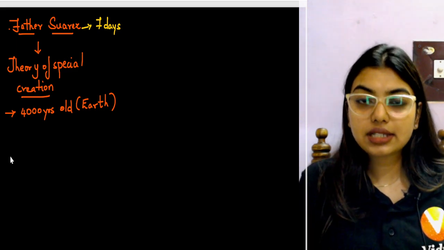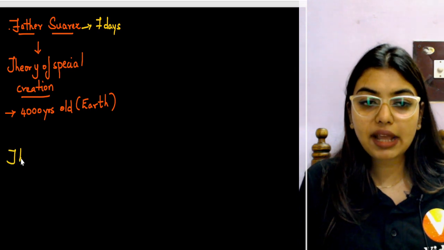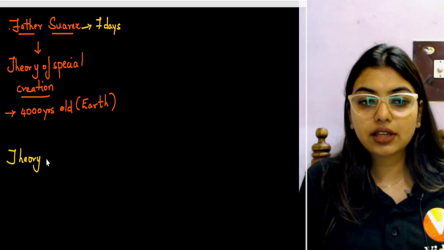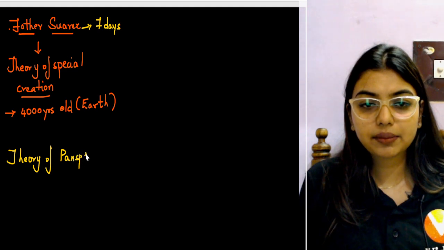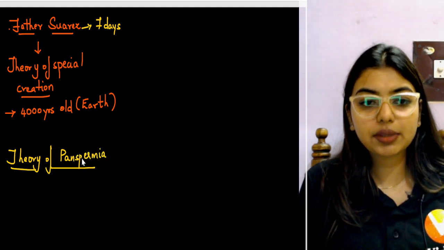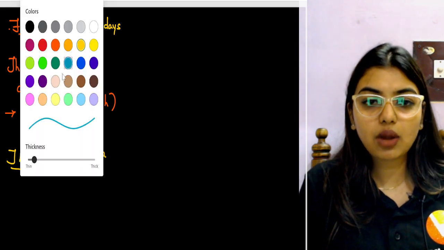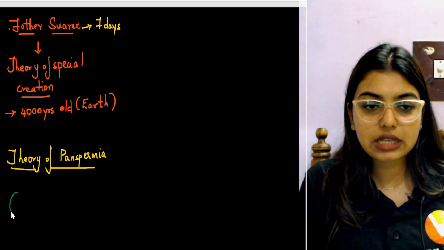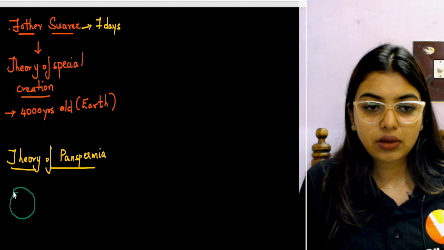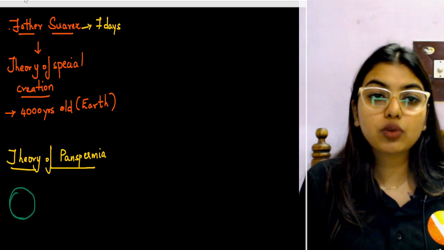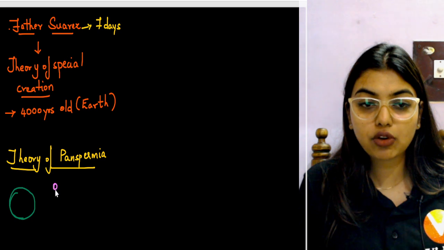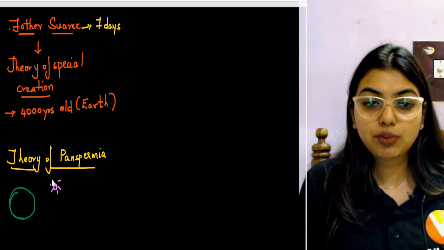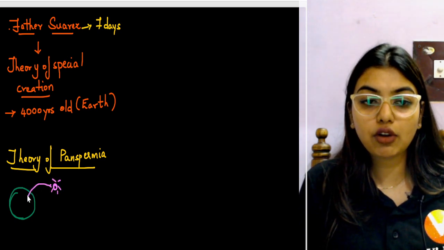The second theory discussed in our NCERT is the theory of panspermia. With the theory of panspermia, that means, students, from outer space, let's assume this is our Earth. From outer space, there is a spore that has come, a spore of life. A spore of life has come and fallen on our Earth.